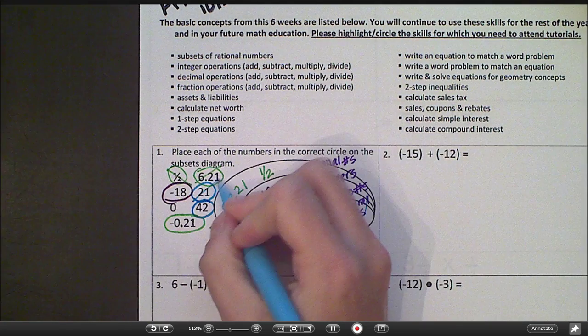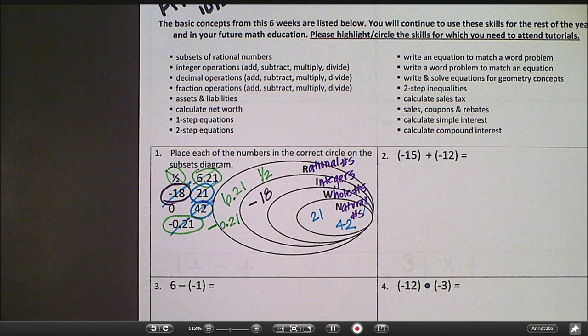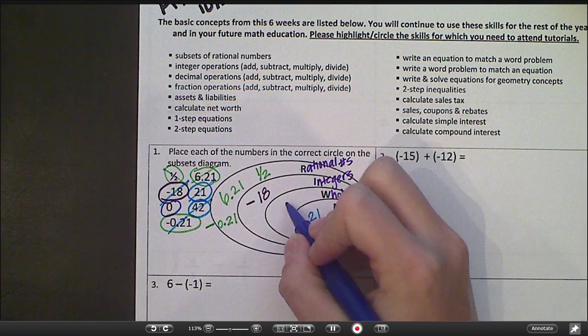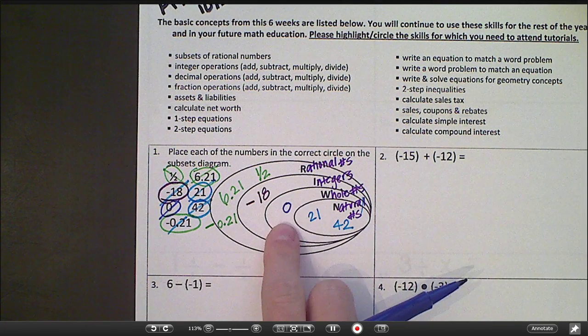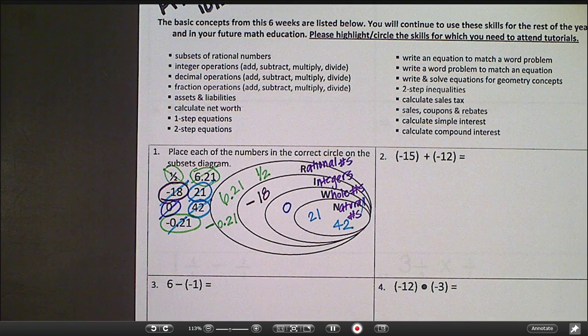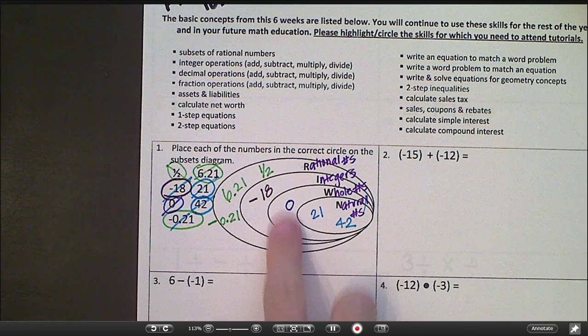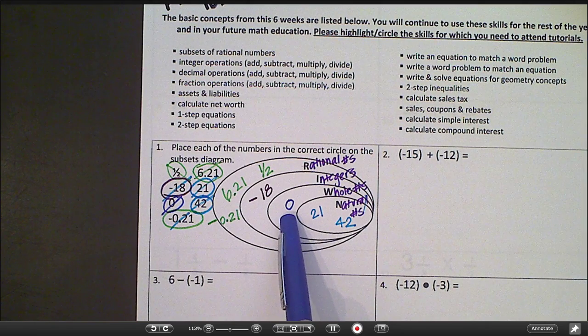Okay? So we got rid of those. Let's get rid of these. And then we have 0 left. Now 0, the only one it goes into is whole numbers, because 0 is one of those numbers that's not included in the natural numbers. Oh my gosh, I almost confused everybody. Okay, so the 0, just remember that's always in the whole number section. It's the only number that will ever go in the whole number circle.